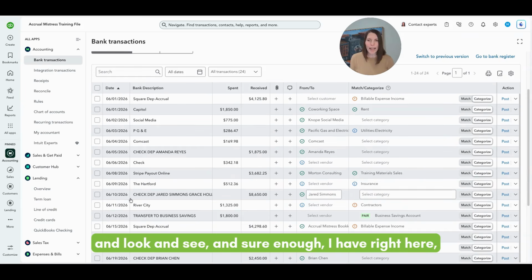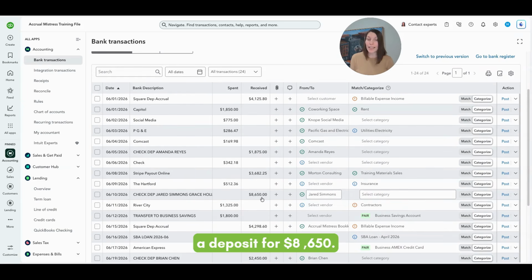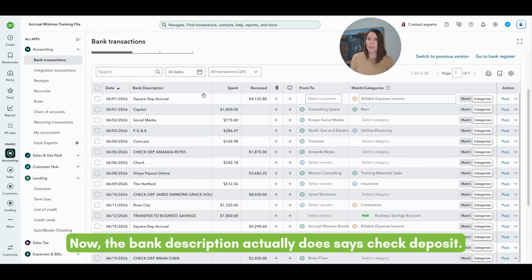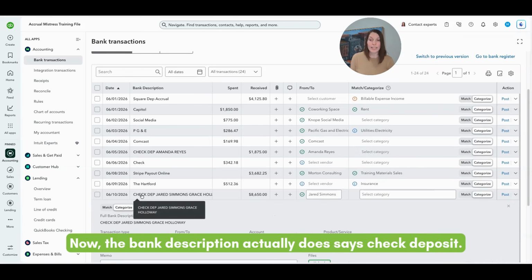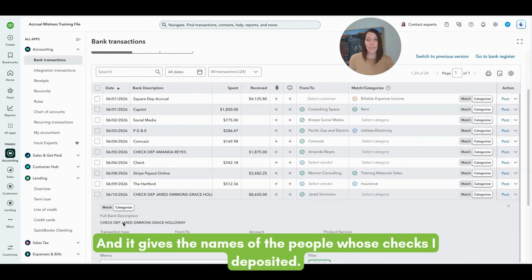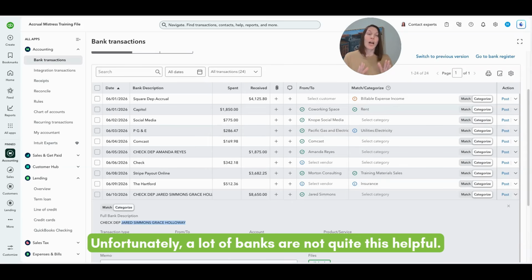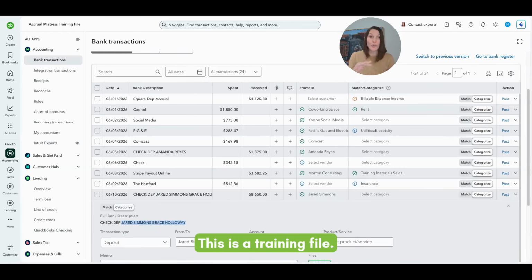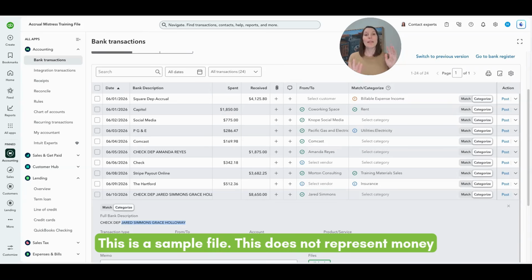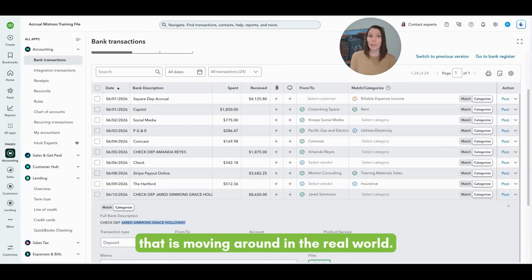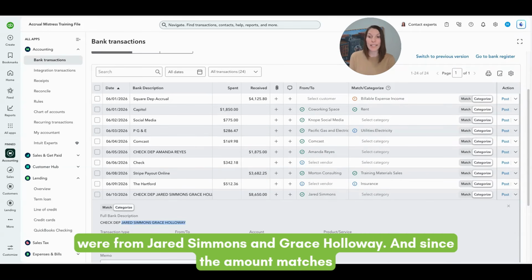And sure enough, I have right here a deposit for $8,650. Now, the bank description actually says check deposit, and it gives the names of the people whose checks I deposited. Unfortunately, a lot of banks are not quite this helpful. This is a training file. This is a sample file. This does not represent money that is moving around in the real world. I create this entire world for specific examples. So it is telling me that these checks were from Jared Simmons and Grace Holloway.